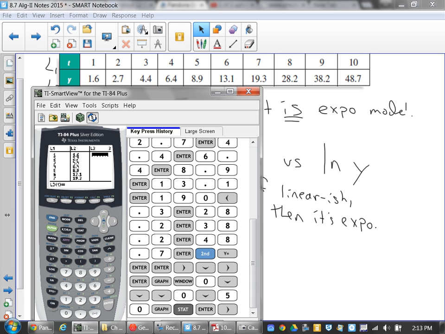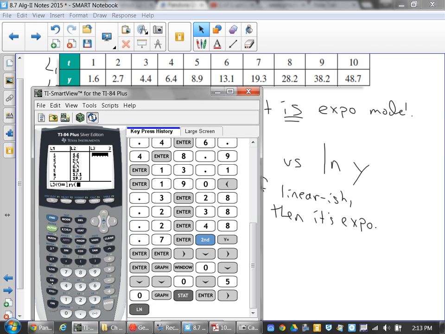Now, what I'm going to do here is get all the natural logs of what was in L2. So all I have to do is type in natural log 1.6. Enter.